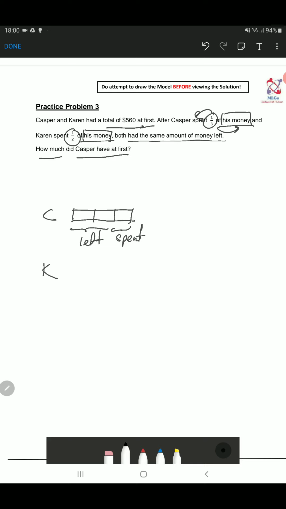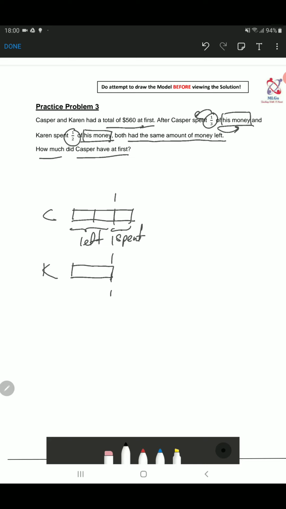of money left. So there's a model drawing lesson which is called the equal concept. When you see same amounts of money left or equal money left, you should draw a dotted line to show the equal money left. So Karen has how much left, which is until the dotted line, same as Casper's money left.